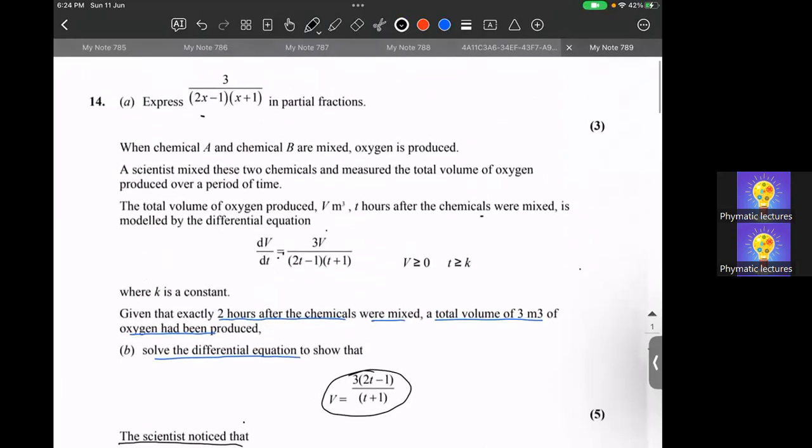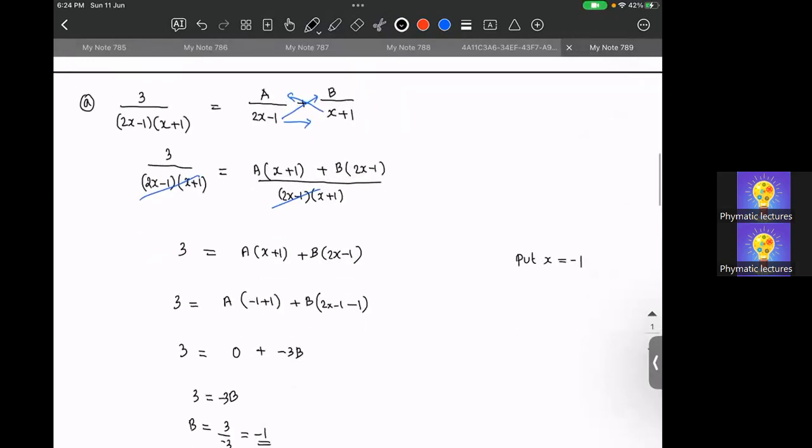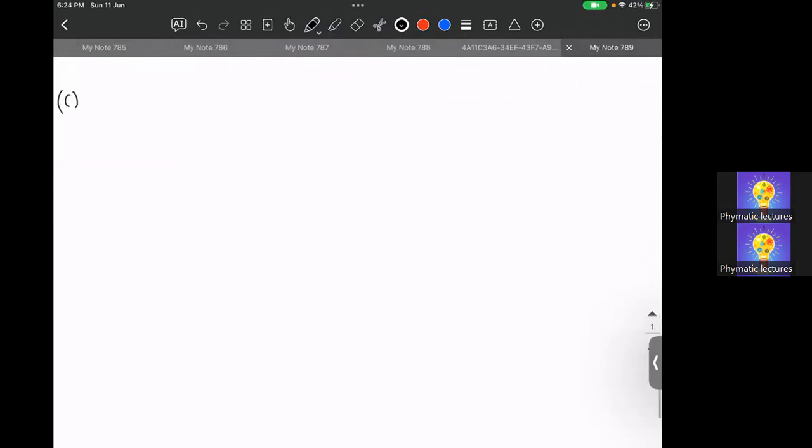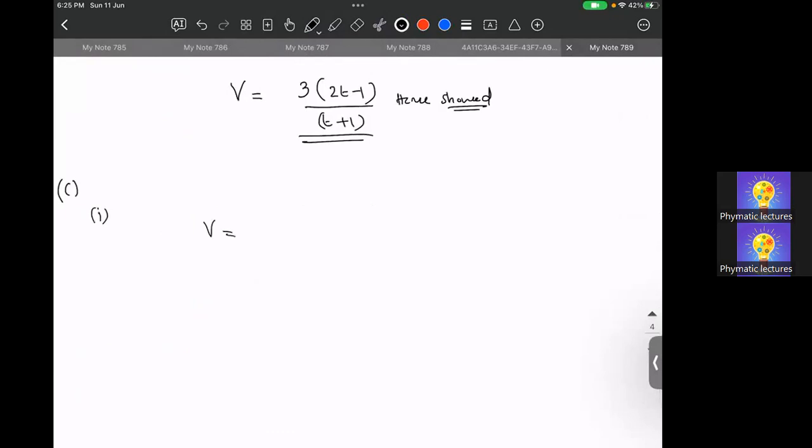See, in this model, V is in meter cube and T is in hours, correct? Okay, so they're saying that we need to find the time delay. So what is the equation for the model? V is equal to 3 times (2t minus 1) by (t plus 1).